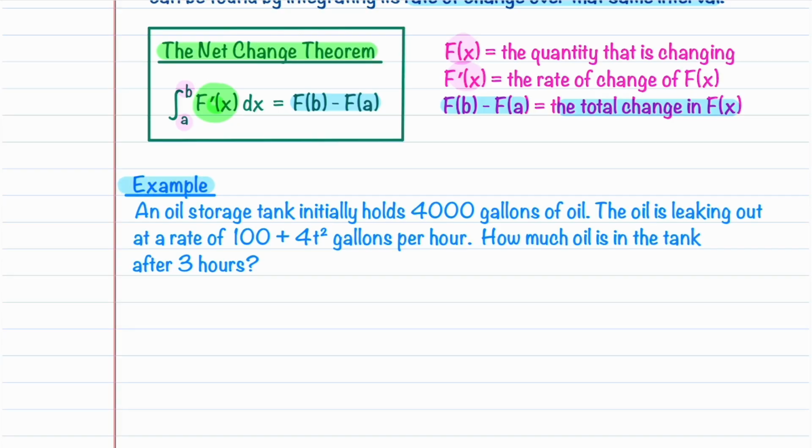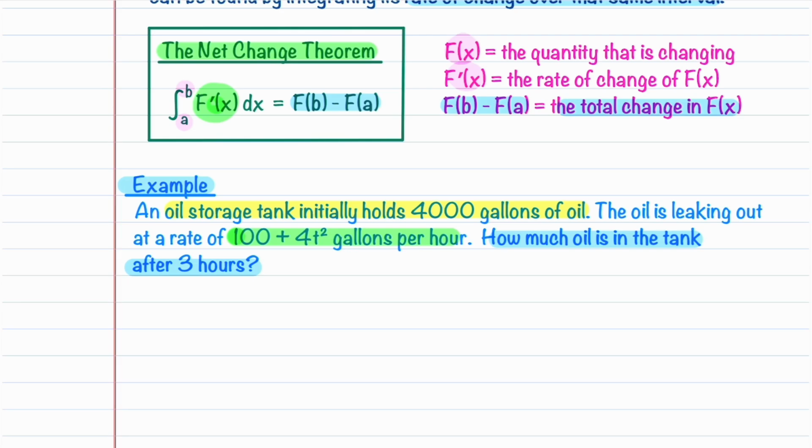Let's walk through an example so that we can see how this works. We are told that an oil storage tank initially holds 4,000 gallons of oil. The oil is leaking out at a rate of 100 plus 4t squared gallons per hour. We want to find out how much oil is in the tank after 3 hours. Our tank has some oil in it. Oil is leaking out, and we want to find how much is left in the tank after 3 hours.